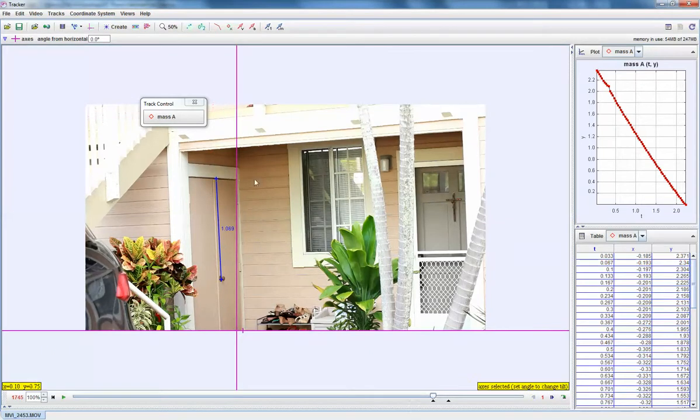I'm going to be recording a coffee filter falling down from the second floor building of my apartment. I did it in Tracker, and as you can see, there's kind of a jump over here. It's because I kind of lost the track of the coffee filter as it fell to the ground.